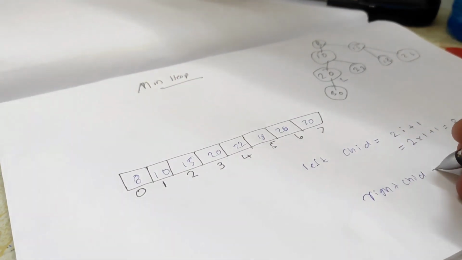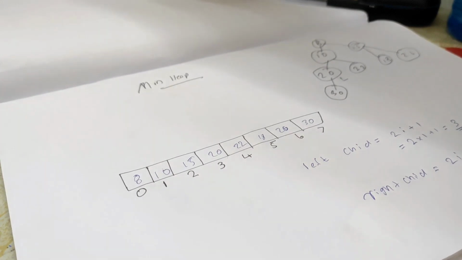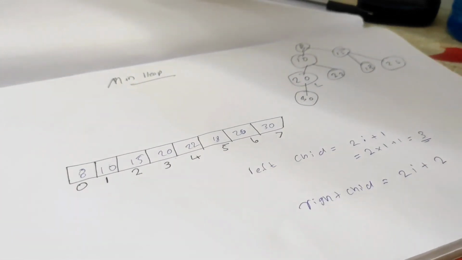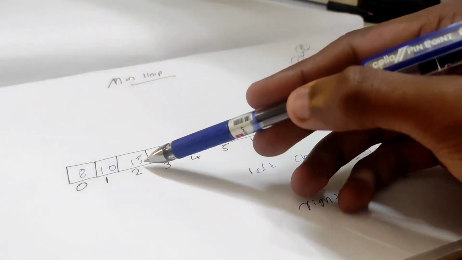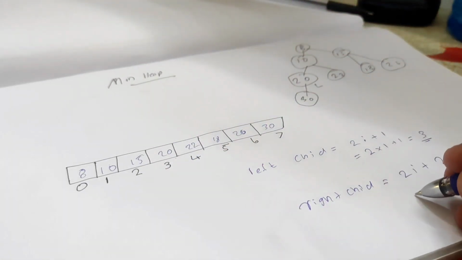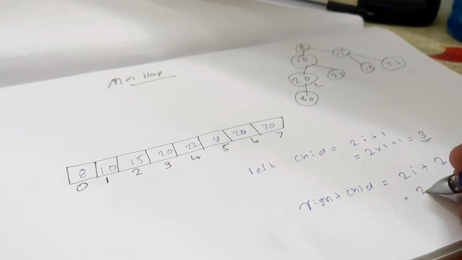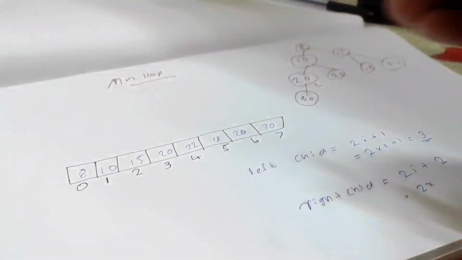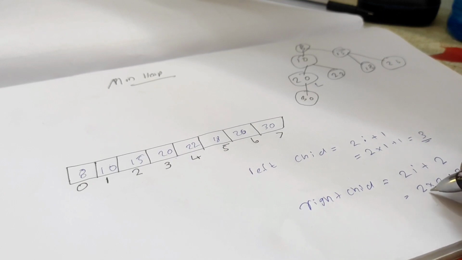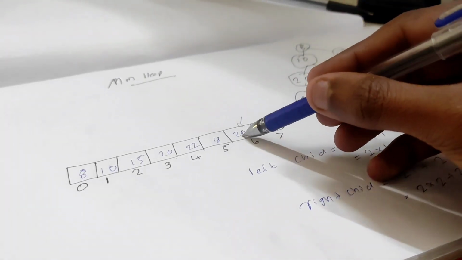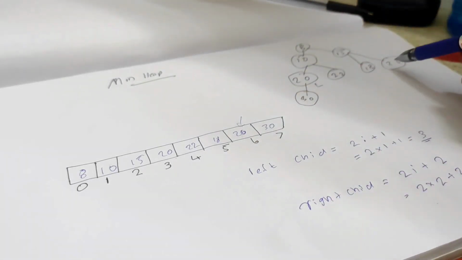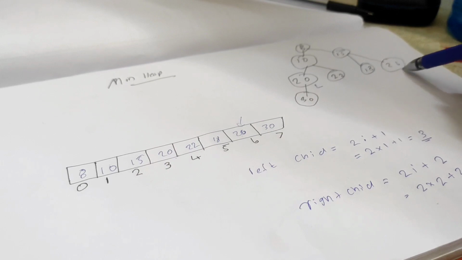Next we want to know the right child. The right child equation is 2i plus 2. Suppose we want to know the right child of 15. We check the index of 15, which is 2. So 2 into 2 is 4, plus 2 is 6. At the 6th position we get the right child. So 26 is the right child, and we check here that we also get 26 as its right child.